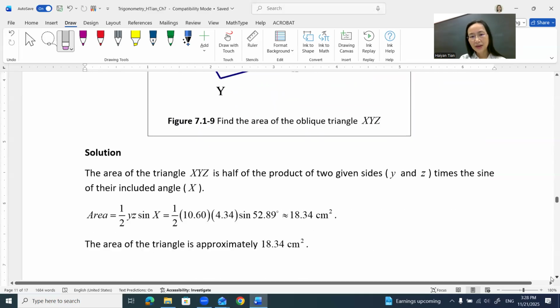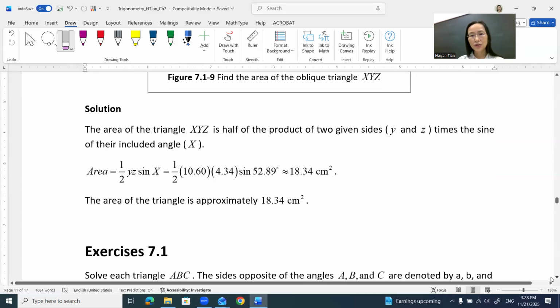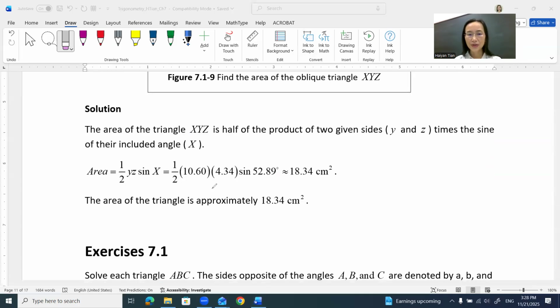That is the application of this area formula, no matter which two sides you have. You can always use two sides of the triangle and the angle formed by the two sides. Then you do the product of the two sides, the sine of the angle, times half. And then you get the area of the triangle, which is 18.34 square centimeters, because the unit of the problem is in centimeters. So the area will be in square centimeters.